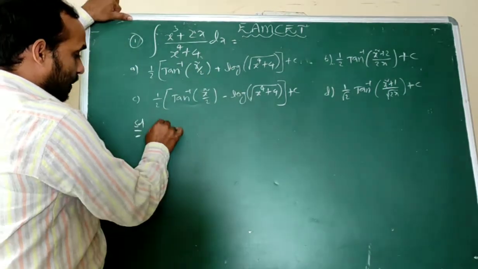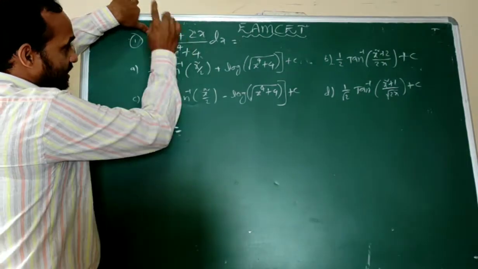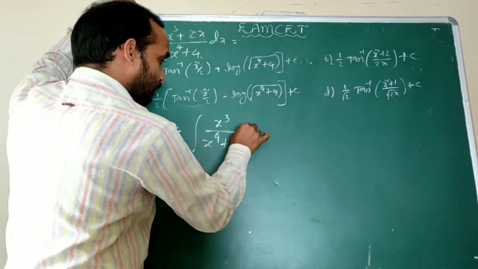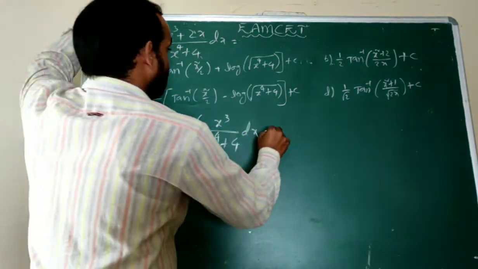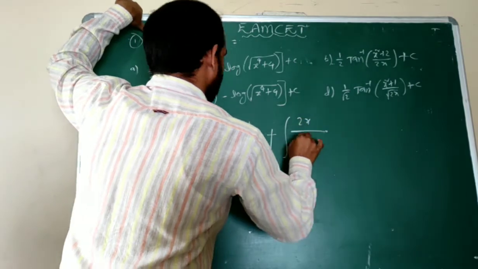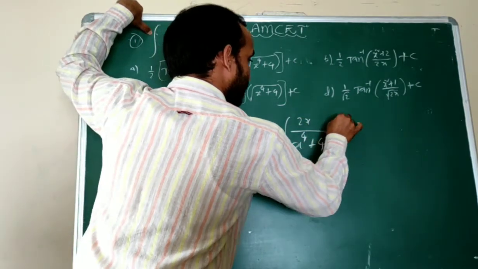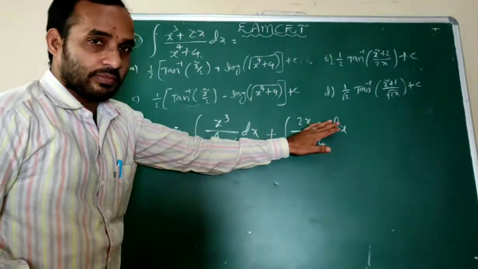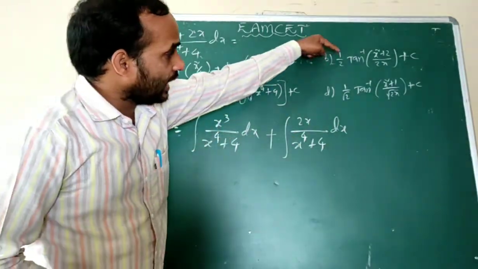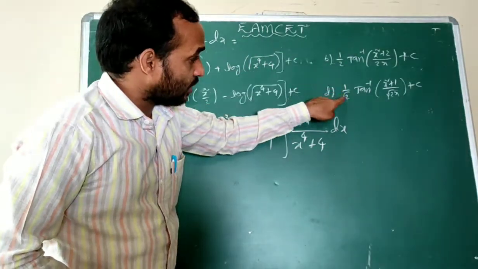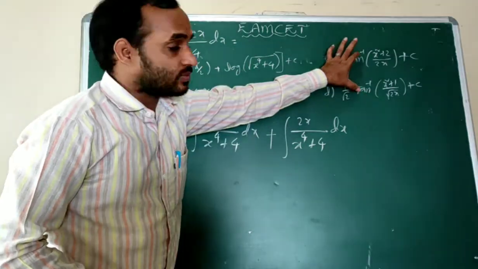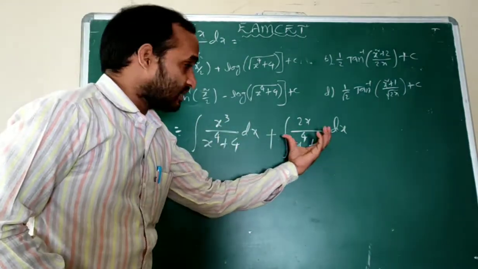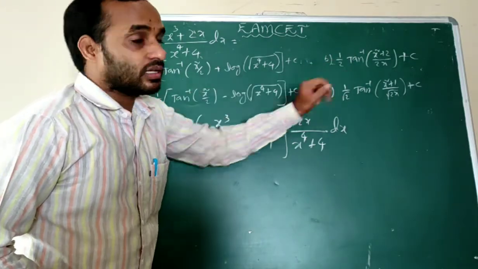That means capital I is equal to, split into individual integrals, the integral of x cube by x power 4 plus 4 dx plus the integral of 2x by x power 4 plus 4 dx. It's very simple, 2 terms. Whatever it may be, tan or log, but here is only 1 by 2 tan inverse. Here is also 1 by root 2 tan inverse. 2 terms, but this is also another form. This is the tan inverse. This is the logarithm. There is no logarithm in the options.